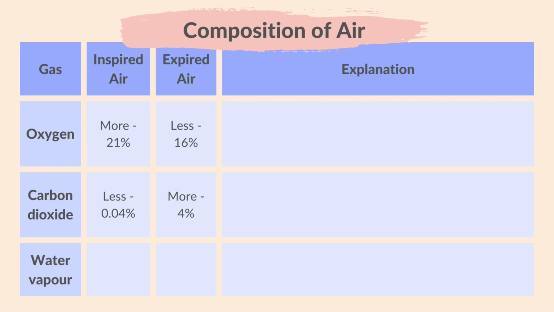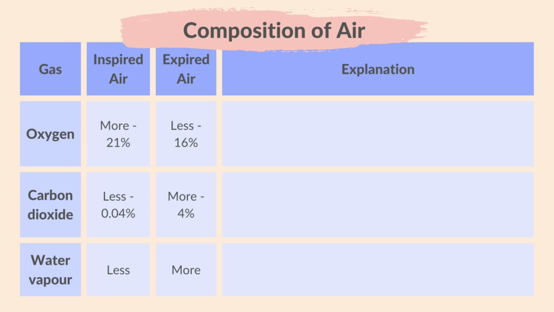The air in the atmosphere contains around 0.04% of carbon dioxide, which is less than that in expired air, which is 4%. The air that we breathe in has less water vapor than in the air that we breathe out.